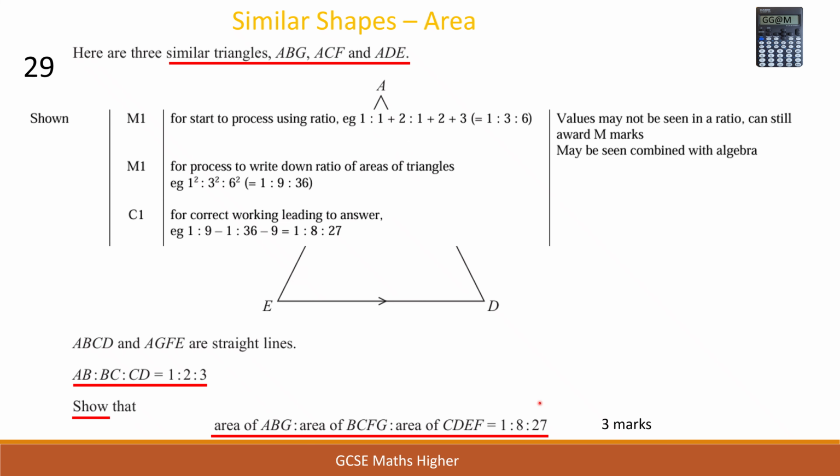So the mark scheme here shows that you have got a method mark for using the ratio process, as I've just explained, with the lengths coming down here. The second mark is for squaring these values, and then working out the total area to give you 1 to 8 to 27 for the third mark. This C1 is a communication mark, so you have to use some words to explain what you're doing in order to get this mark. And it's just to show that question, you have to show this is the answer. So these are nice questions because you're guaranteed to be correct.